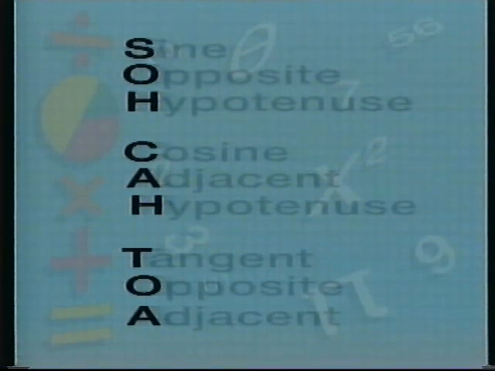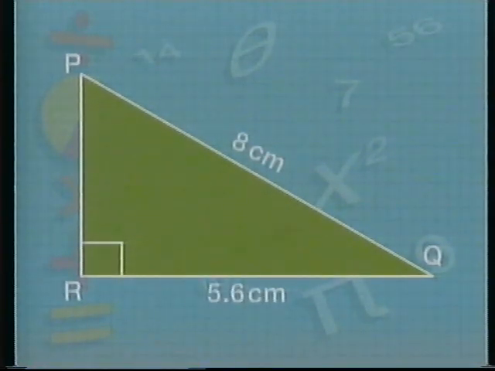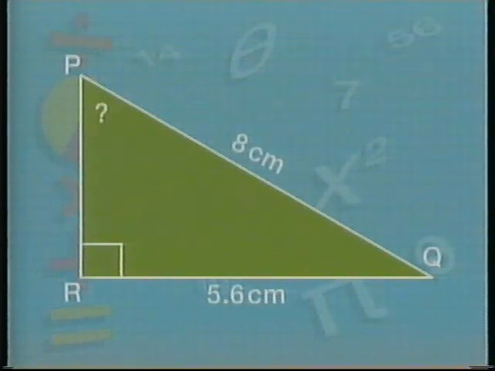Remember, SOHCAHTOA. Now, there are many questions which could be asked in an exam. In a right-angled triangle PQR, angle R is 90 degrees. PQ is 8 centimetres and QR is 5.6 centimetres. What is the size of angle P?